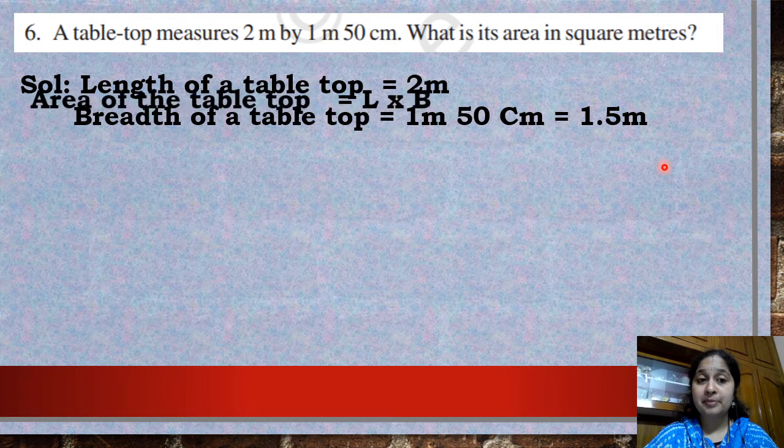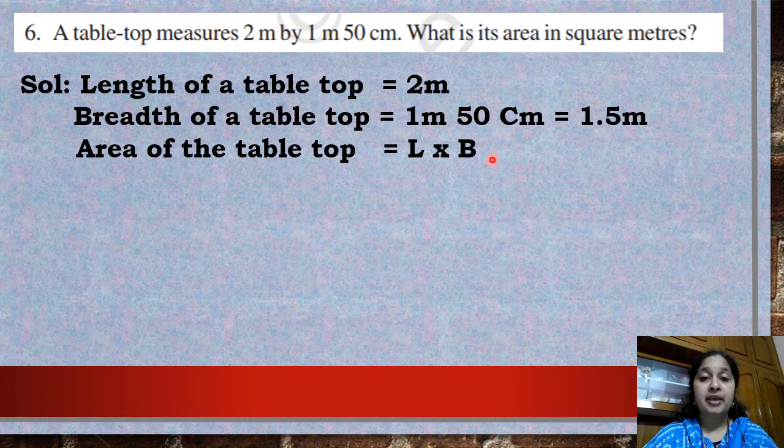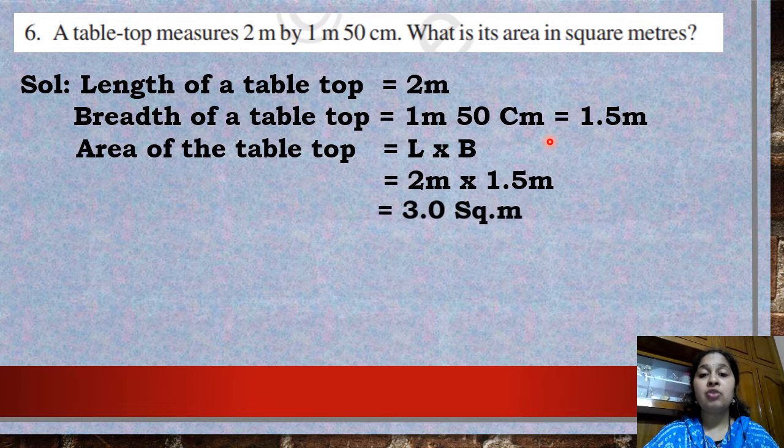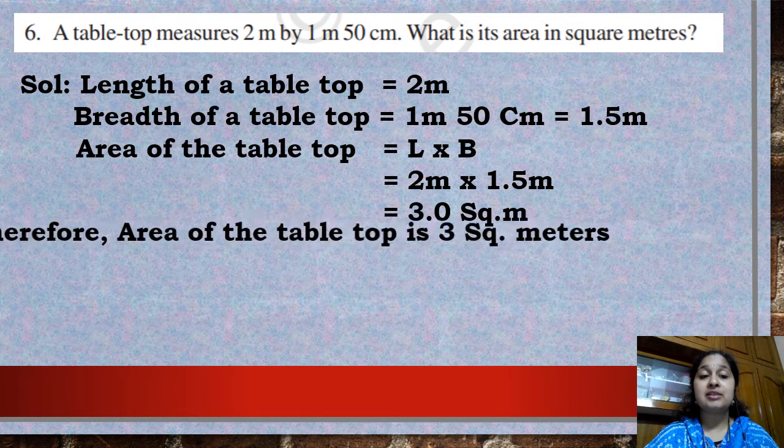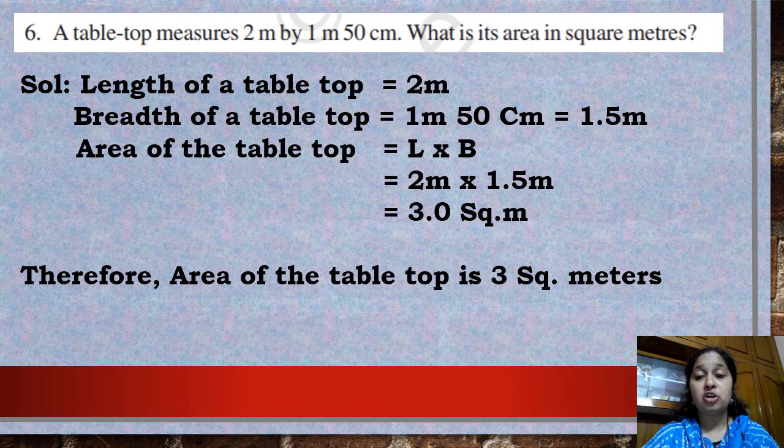So what is the next statement? Area of the tabletop. Since it's a rectangle tabletop, the formula is length into breadth. So what is the length? 2 meters multiplied by 1.5 meters. It's nothing but 3.0 square meters. So what is the units of area, children? It is square meters. Please don't forget to write the units, right? So next is therefore area of the tabletop is 3 square meters.